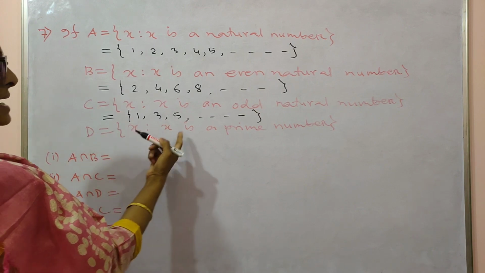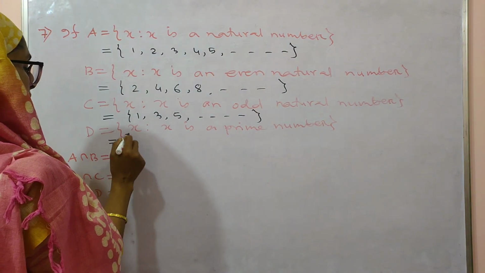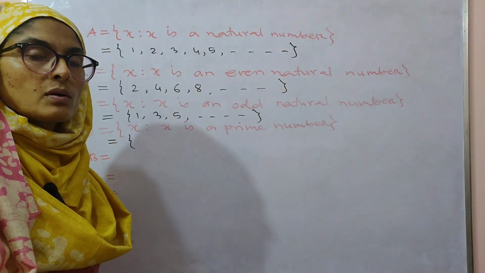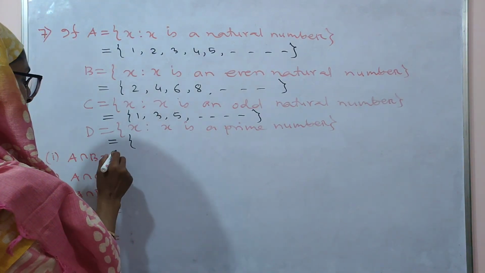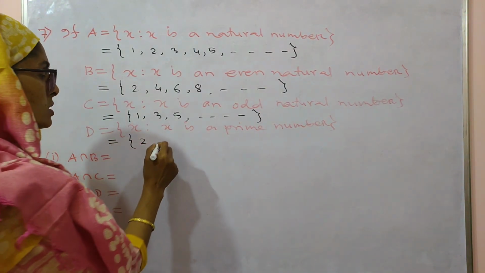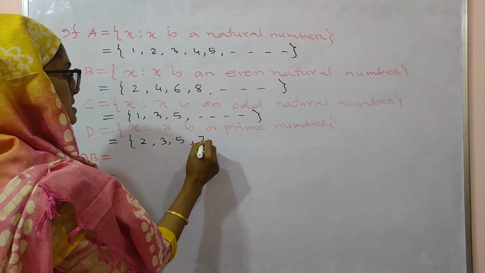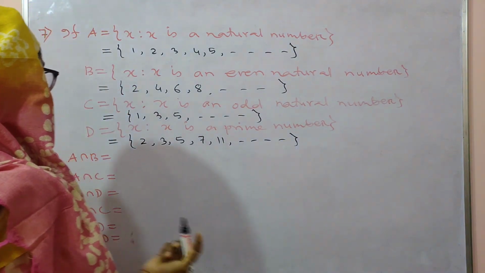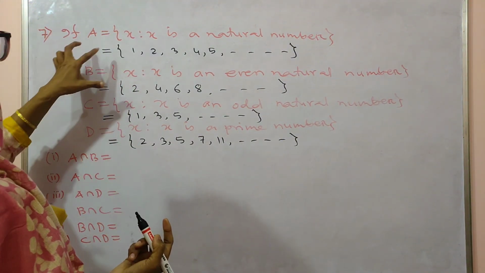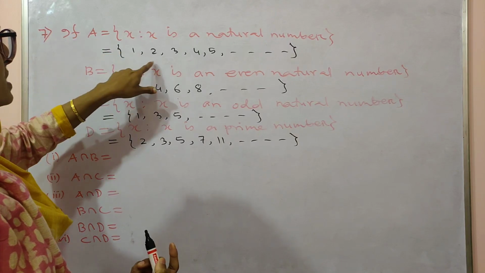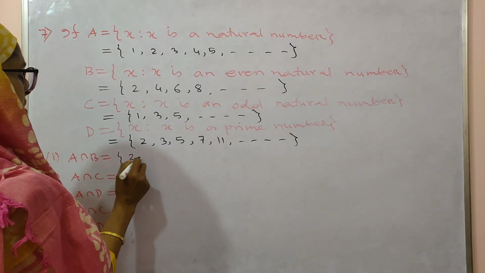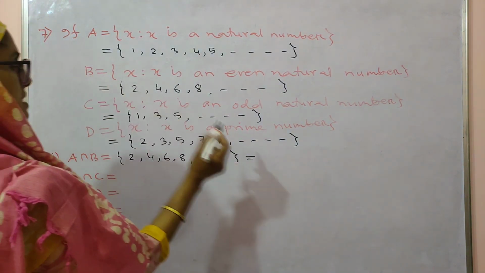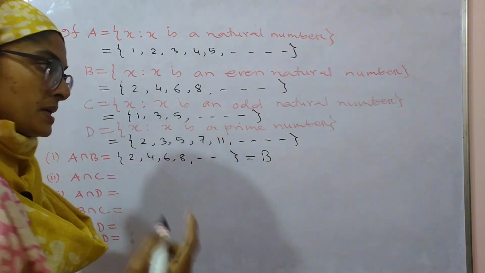D, x such that x is a prime number. What is a prime number? A number whose only factors are 1 and the number itself. That means 2, 3, 5, 7, 11 up to infinity. Now you have to find A intersection B. A intersection B means only even numbers 2, 4, 6, 8. Simply you can write the set B.